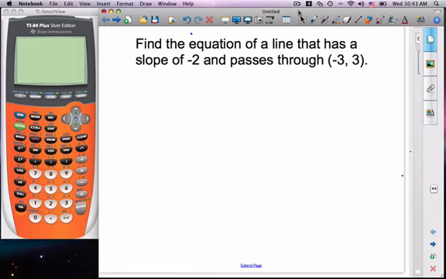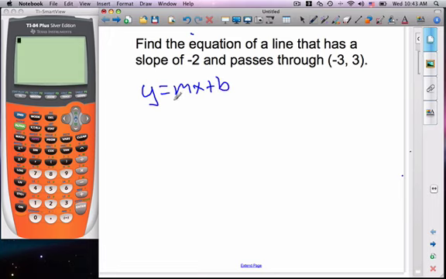This is Mr. Morris, and today we're going to be finding the equation of a line when given the slope and a point that the line passes through. Our problem today reads, find the equation of a line that has a slope of -2 and passes through (-3, 3).